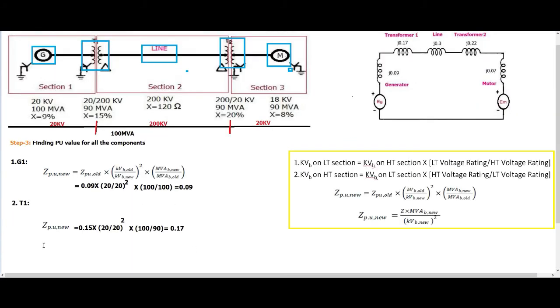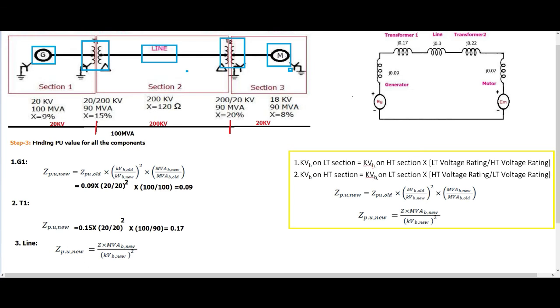Then similarly we'll go for the third component. Third component is the line, correct? For the line, we are given the value in ohms, correct? So which formula do we have to consider to find out the new base voltage? For this, Z pu new is equal to this formula you have to use. So this formula, just substitute directly within this.